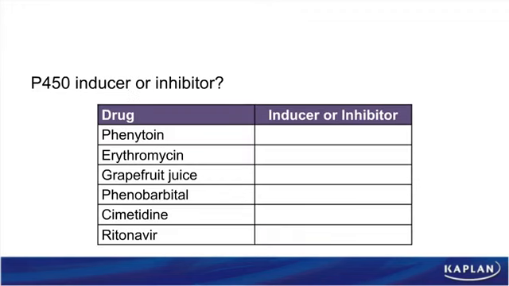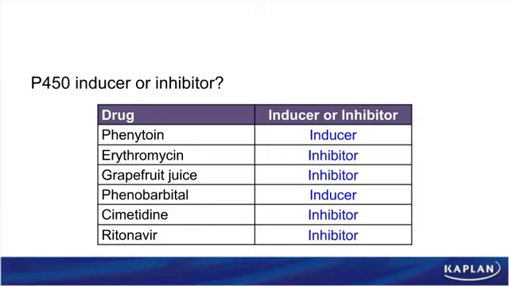Complete the table below to determine if the drug is a P450 inducer or P450 inhibitor. Phenytoin is a classic P450 inducer. Erythromycin, a very important P450 inhibitor. Grapefruit juice can inhibit P450 enzymes and has a very important drug interaction with statins, among other drugs. Phenobarbital is perhaps the most classic P450 inducer, while cimetidine is perhaps the most classic P450 inhibitor. Ritonavir, like all protease inhibitors for HIV, is a P450 inhibitor.